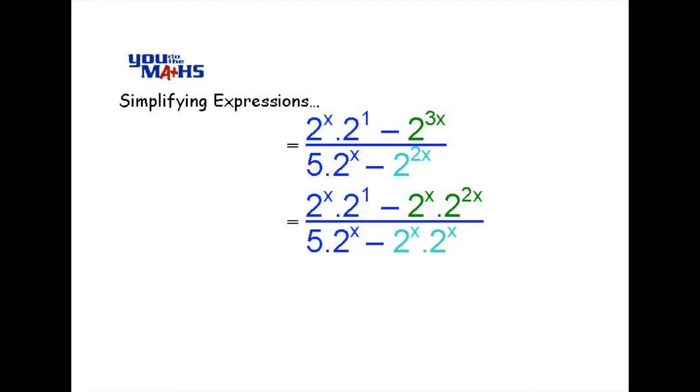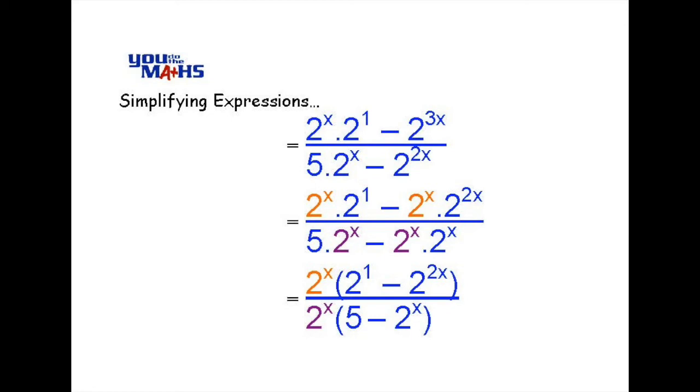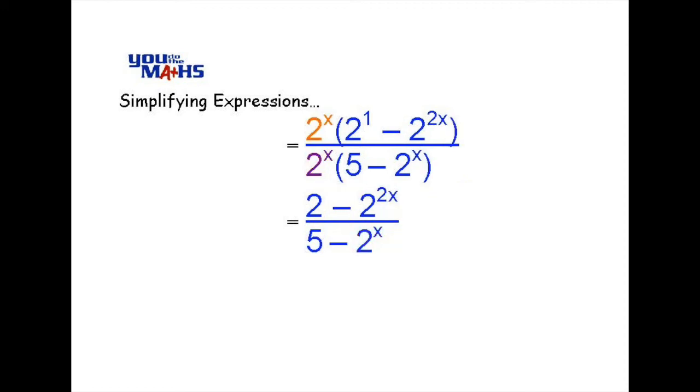So 2 to the power x is taken out of the top expression, and we're left with 2 minus 2 to the 2x, and 2 to the x is taken out of the denominator as well, and we're left with 2 to the x outside of 5 minus 2 to the x. And now we can do some further simplification. 2 to the x is common on both the top and the bottom line, and we can now divide. And we're left with the simplest expression, which is 2 minus 2 to the 2x over 5 minus 2 to the x.